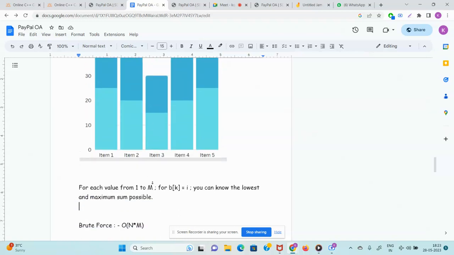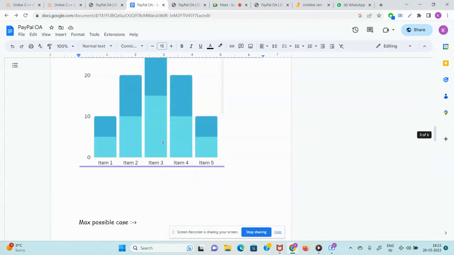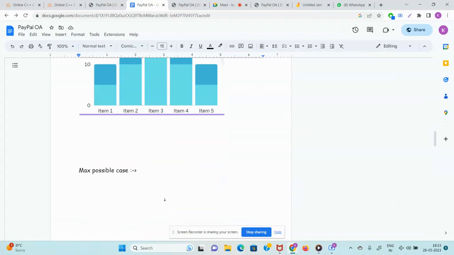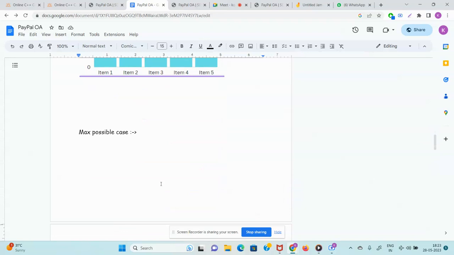You are trying for each value b of k from 1 to m, right? And you also know that for each value, what can be the maximum sum and what can be the minimum sum. So just tell me, how will you know that this b of k value is valid or not? Start thinking and start writing in the chat, giving 1 minute to every one of you.